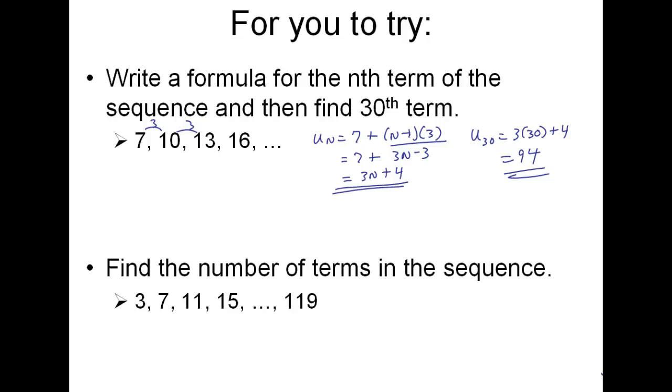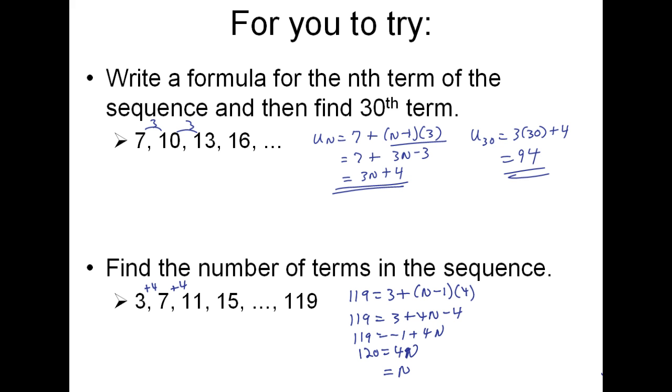Find the number of terms in this sequence. I know this last term, 119, is the first term, 3, plus the number of terms minus 1, which I don't know, but I know that the common difference in this case looks to be 4, so multiplying by 4. So 119 is 3 plus 4n minus 4, and so 119 is negative 1 plus 4n, so 120 is 4n, so n would be 30. So there are 30 terms in that sequence.